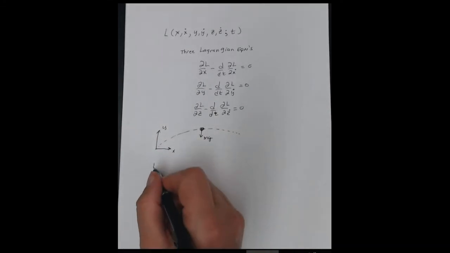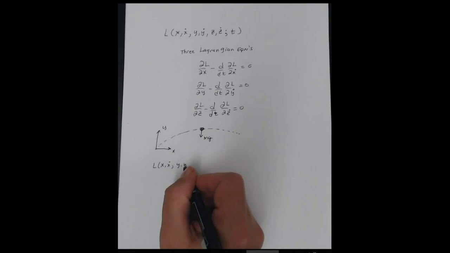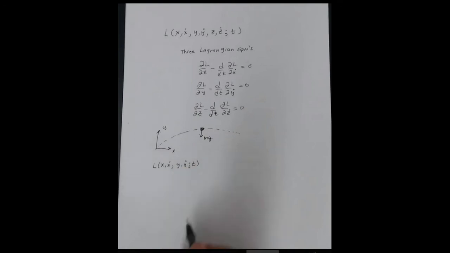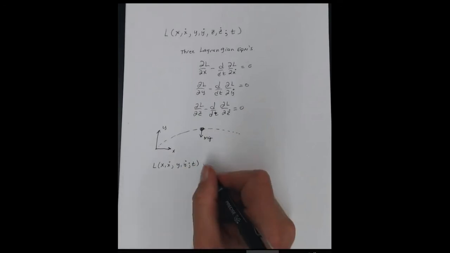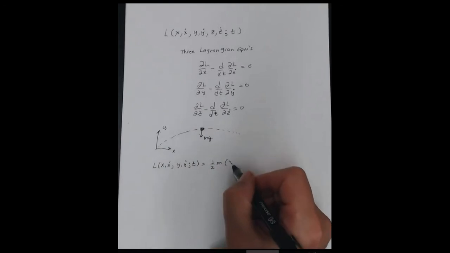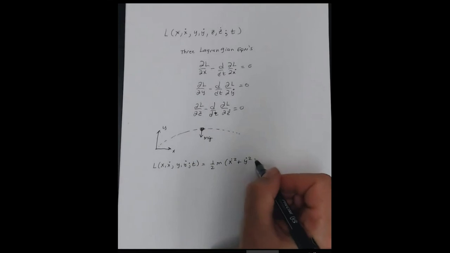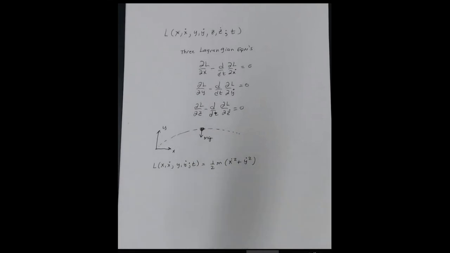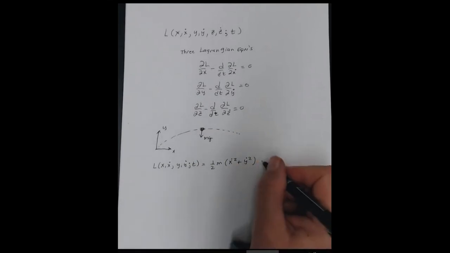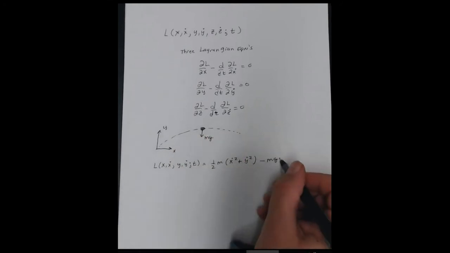So we're going to have a Lagrangian that depends on x and y. One half mass, the velocity is x dot squared plus y dot squared. That's the velocity squared, so that's the kinetic energy. Potential energy is mgy, so there we would go.